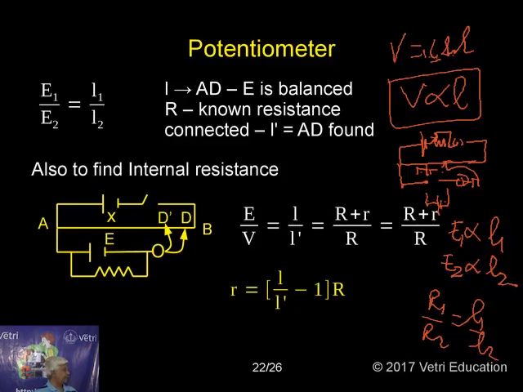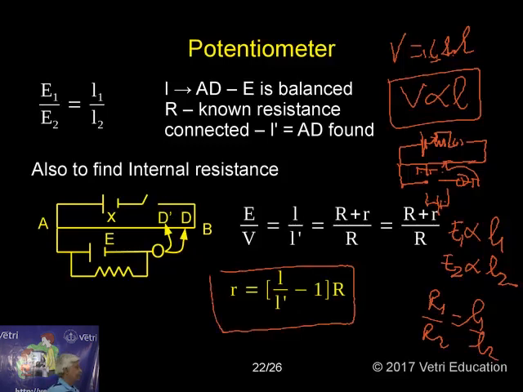Between the terminals A and B, a battery and a key are connected. Then A2 is connected to the cell whose internal resistance is to be calculated. Without internal resistance, E by V is equal to I by I dash. We have discussed the internal resistance of a cell: E is equal to (R plus r) by R, therefore (R plus r) by R. Therefore, small r is equal to (I by I dash minus 1) into R. This is the formula to find the internal resistance.